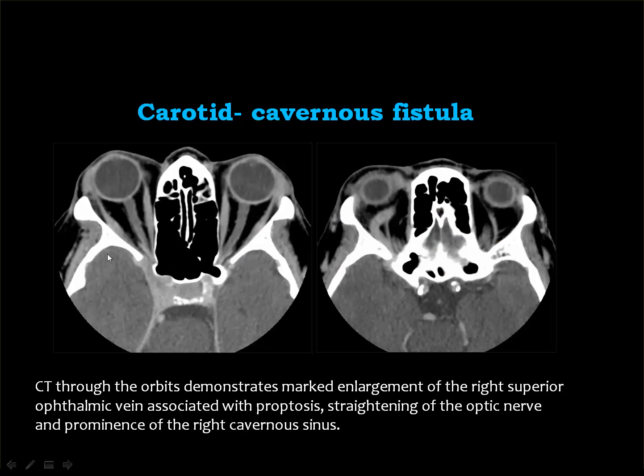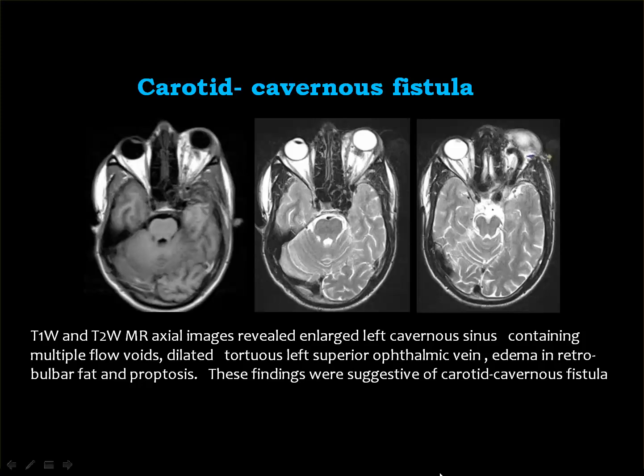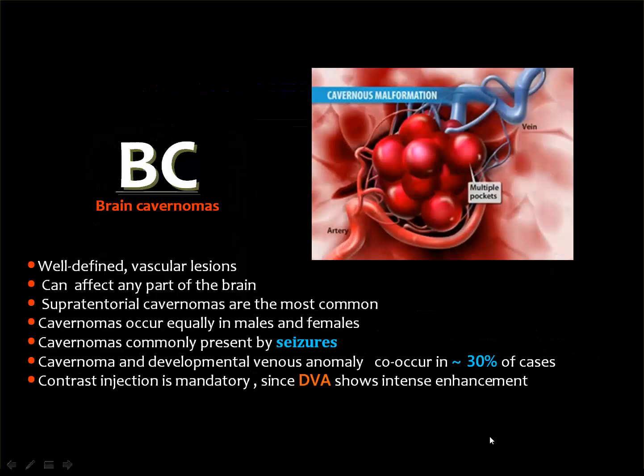But if you are asked about this appearance, you say that the right cavernous sinus is enlarged compared to the opposite side. It is homogeneously enhanced, and the superior ophthalmic vein is dilated compared to the normal superior ophthalmic vein. Then you are dealing with the carotid cavernous fistula. And this fistula can also be appreciated by MRI, even without injection of contrast material, by detection of multiple signal void vessels inside the cavernous sinus and marked dilatation of the superior ophthalmic vein.